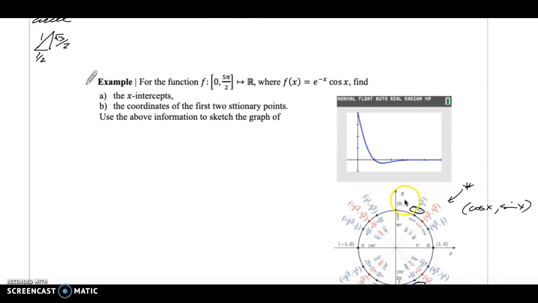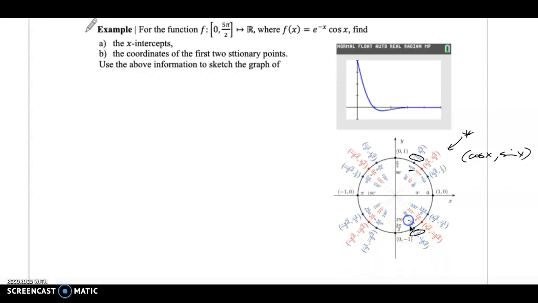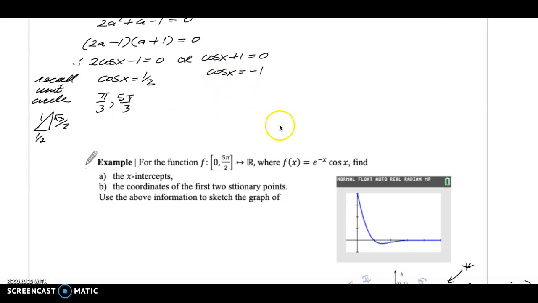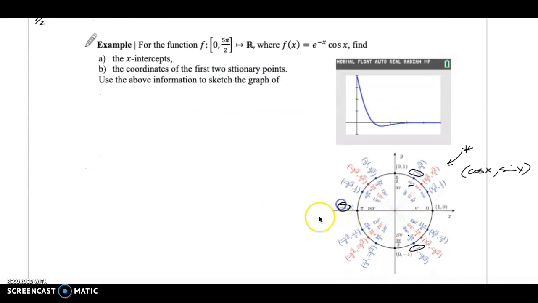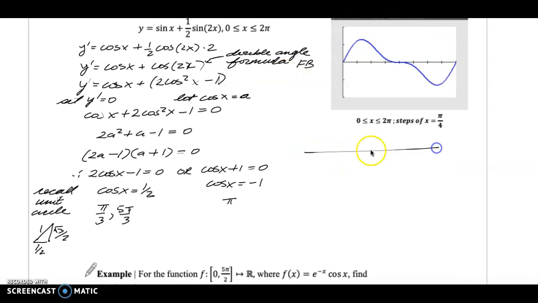So right there, you can see that your 2 angles are right there, pi over 3 and 5 pi over 3. So you know pi over 3 and 5 pi over 3. And then there's only one place where you can get -1. There it is. So that's just going to be pi. So we can draw, this is going to be pi. This is going to be pi over 3. And this will be another 5 pi over 3.